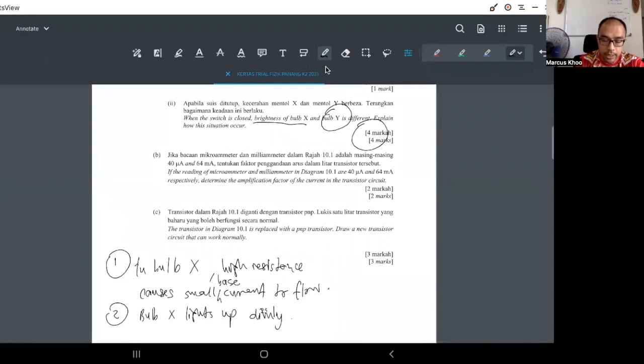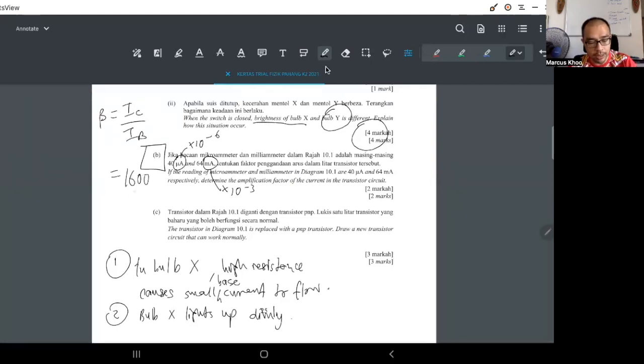Okay, C. Transistor in 10.1 is replaced with a PNP transistor. Oh, sorry, B question. If the reading of the microammeter and milliammeter in 10.1 are 40 microamps and 64 milliamps respectively, determine the amplification factor. Okay, amplification factor is given by the letter beta, is given by IC over IB, the collector over the base current. But notice that the units are different. One is micro and one is milli. Micro is times 10 to the power negative 6. Milli is times 10 to the power negative 3. So make sure you change it first and then you divide to find the amplification factor. Okay, you will get the answer of 1,600.